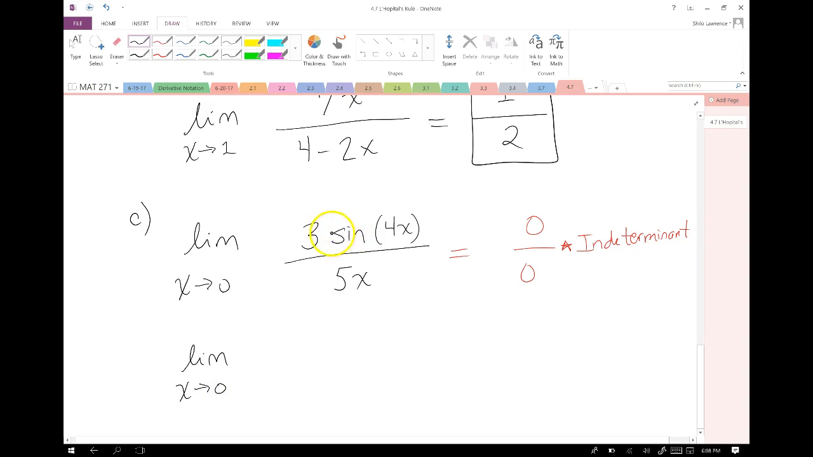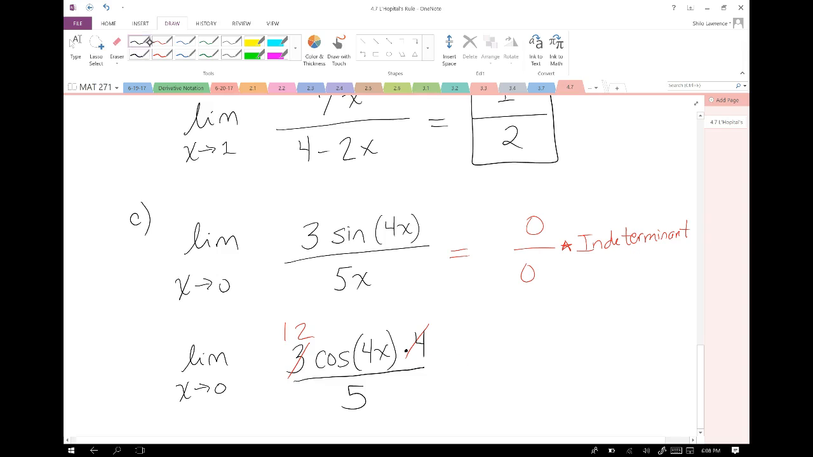So the derivative for 3 times the sine of 4x, we're going to have to use the chain rule. For any derivative, the coefficient just gets carried along. The derivative of sine is cosine with the exact same angle. And then the chain rule says we also have to multiply by the derivative of the angle. And then the derivative for 5x is 5. So technically, the 3 times the 4 can go together, and that's really just a coefficient of 12. So it's 12 times the cosine of 4x all over 5.